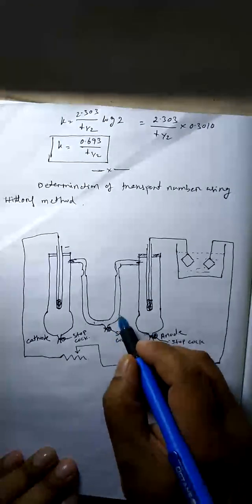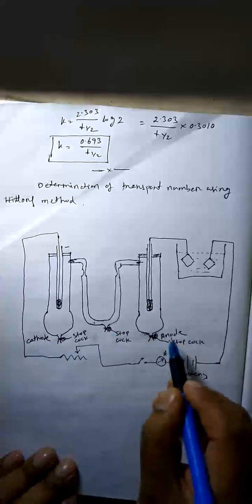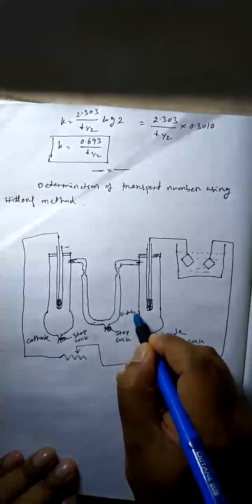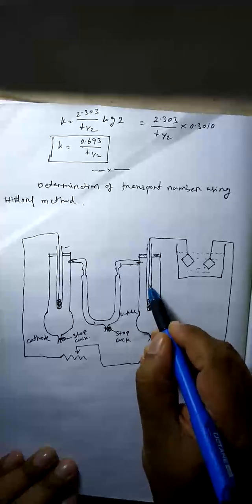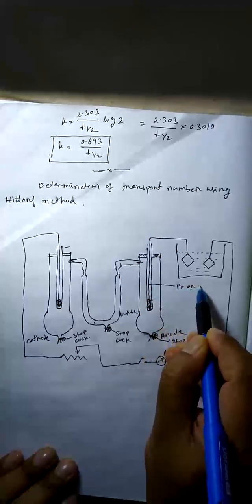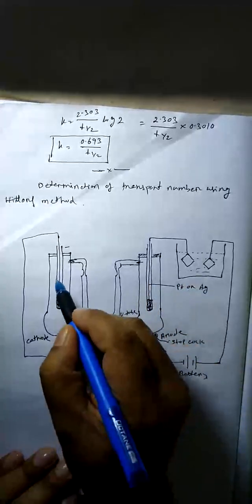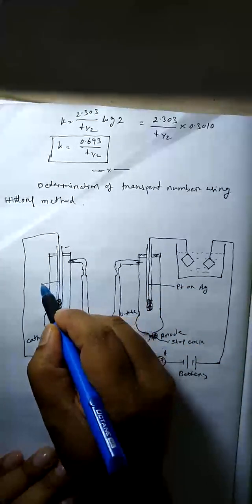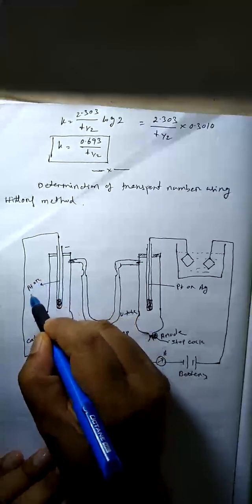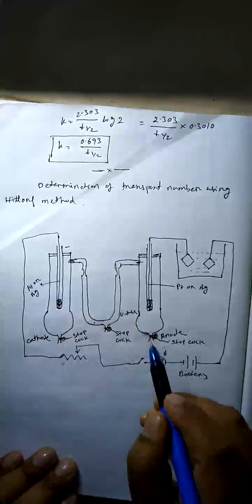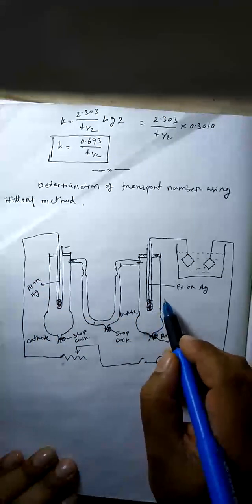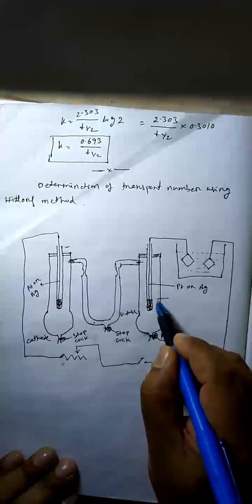This is the anode, this is the cathode, this is the anode, and this is called the U tube. This electrode is made of either platinum or silver. This electrode is also made of platinum or silver. The concentration of the solution is N/15 silver nitrate.